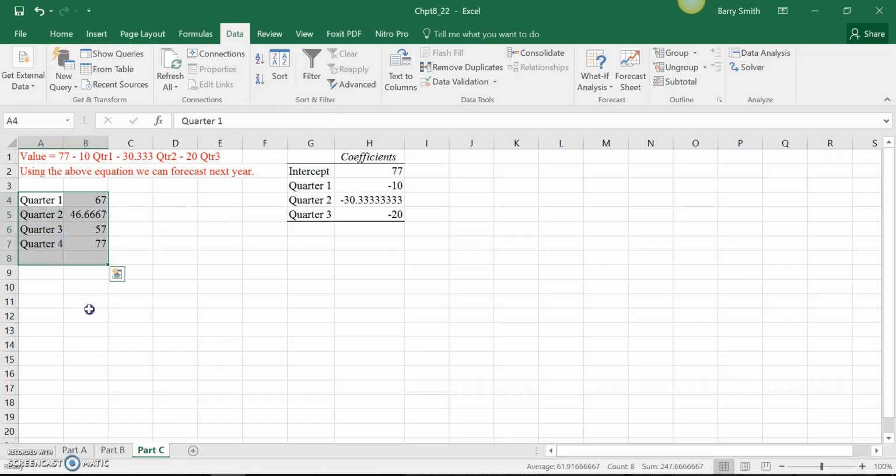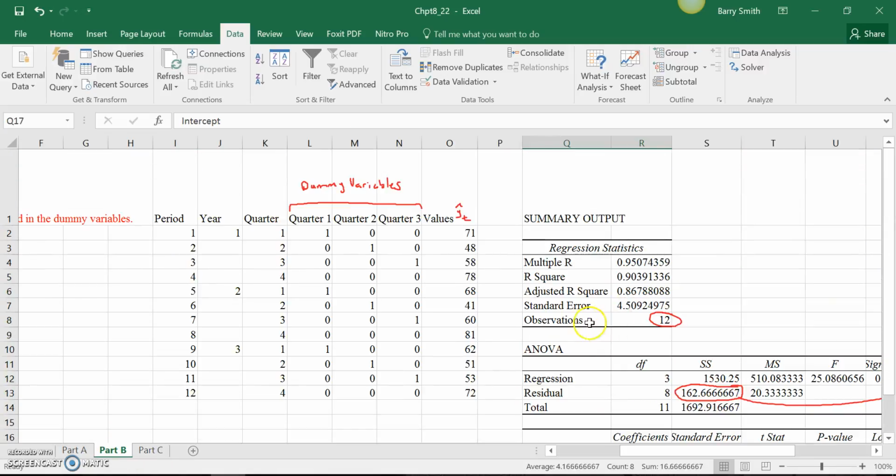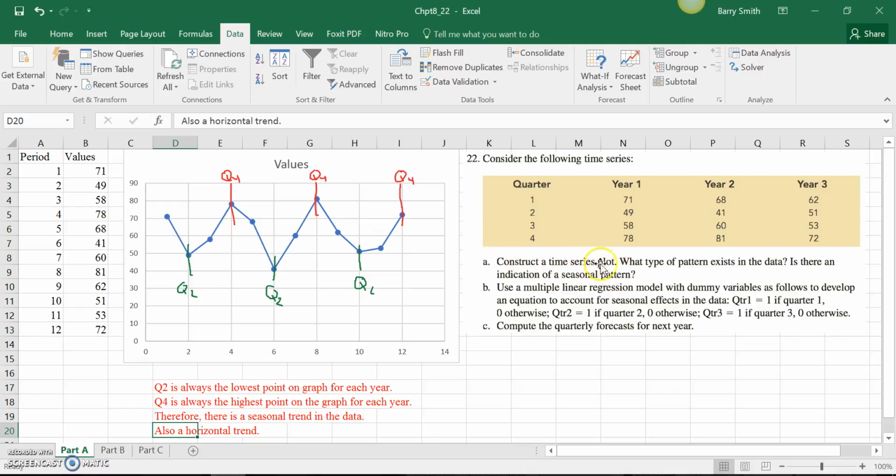And so those are my forecast values based on the regression analysis that we did over here, and that's using all the dummy variables. So hopefully that makes sense on what we would do to do a question like number 22 from chapter 8.